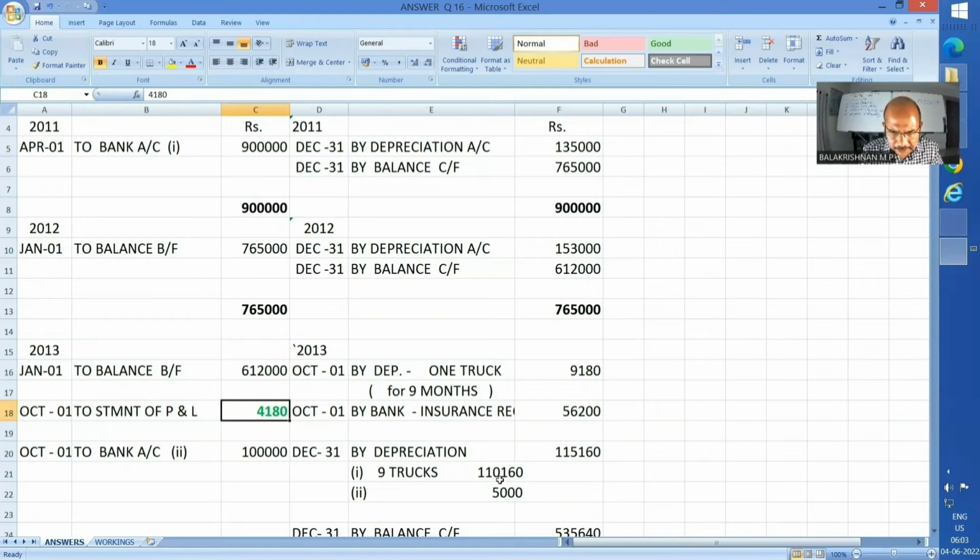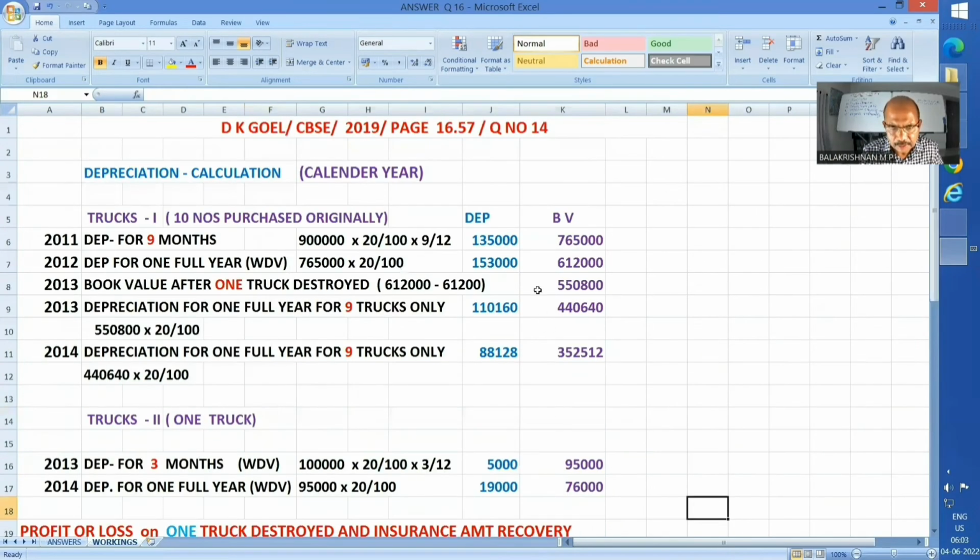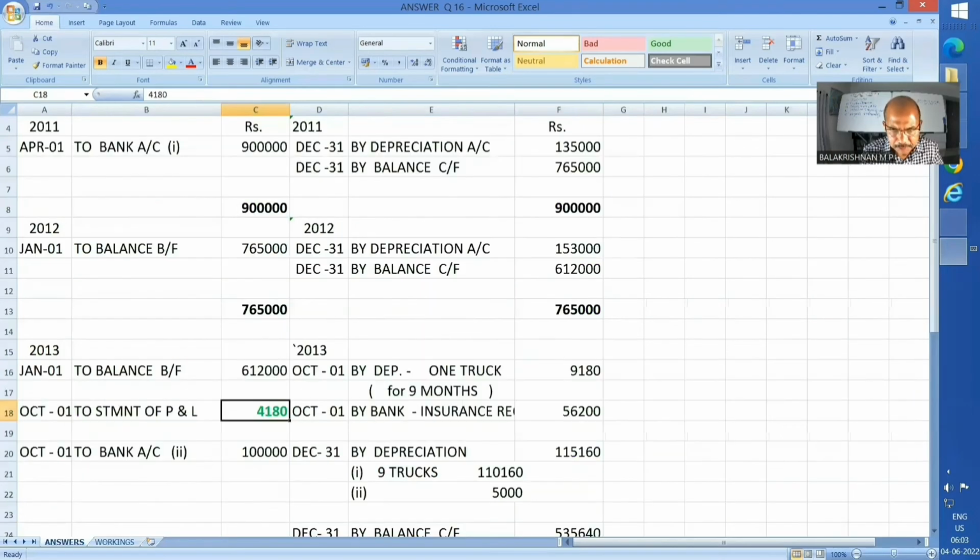You are likely to make a mistake, hence I am repeating it. Well, we had prior to the accident, at previous year end, 6,12,000. And during the year, book value to the extent of 61,200 was lost, because it is 1/10 of it. After the accident, the book value is 5,50,800 only at the year end. On that, next year, I am calculating the depreciation. That happens to be 1,10,160. Hence, I am showing here 1,10,160.